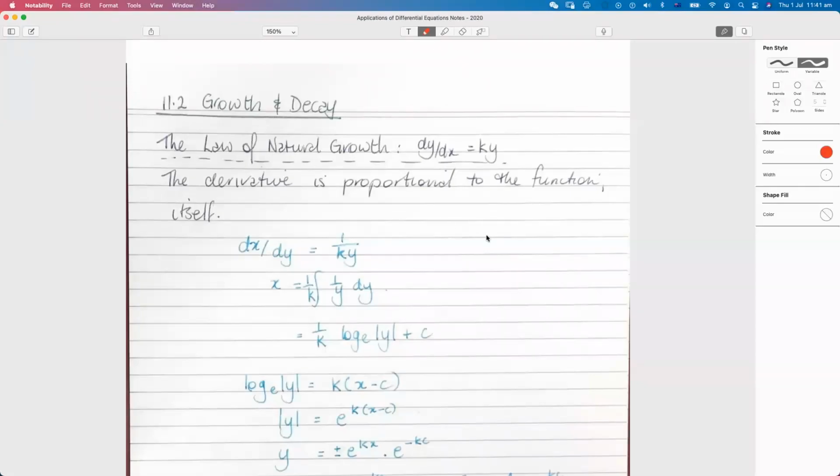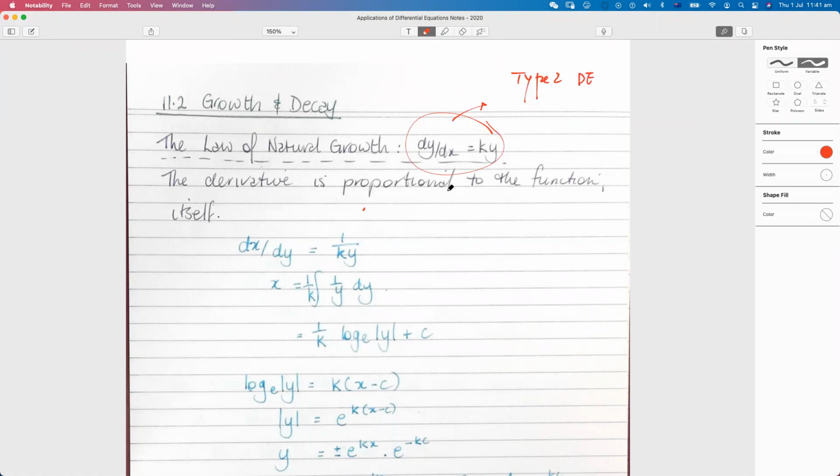Hi guys, today we're going to look at 11.2 growth and decay. Basically we're putting differential equations into use in our daily life, more specifically in scientific life. The first one we're going to look at is the law of natural growth, which is dy/dx equal to ky. That's our type 2 differential equation.